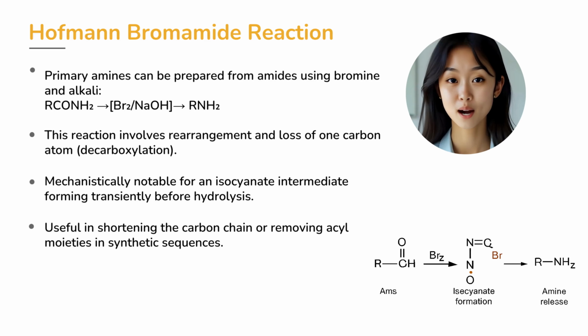For example, RCONH2 treated with bromine and sodium hydroxide yields RNH2, losing the CO part as carbon dioxide or carbonate. Now, this reaction involves a neat rearrangement step where an isocyanate intermediate forms transiently before water breaks it down to the amine. Picture a stepwise reaction showing the amide, bromine, and alkali combining, forming the isocyanate intermediate, and finally hydrolyzing to release the amine and carbonate species.